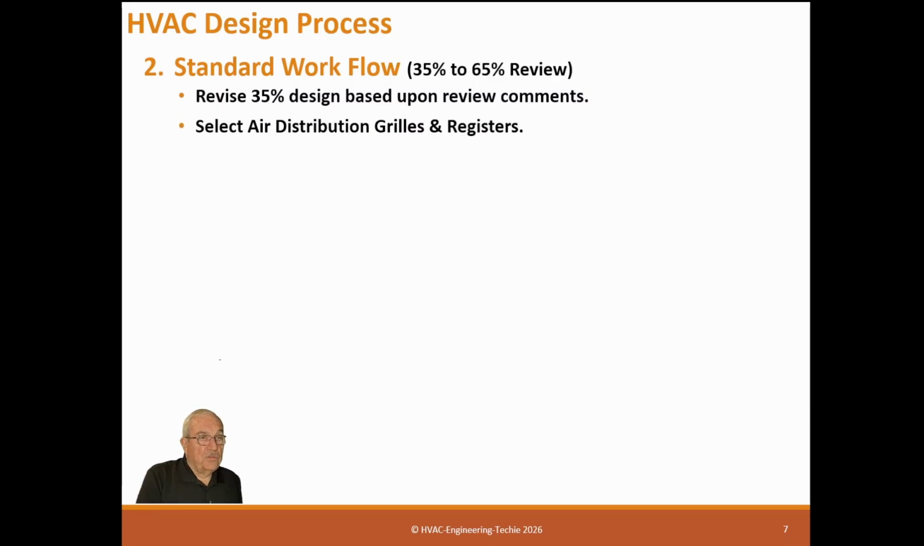So, standard workflow from that 35% up to 65%: revise the 35% design based upon review comments. Select air distribution, grilles, and registers. Now, remember this, as you go through this review process, the owner reviews the documents. If they have a commissioner on board, he'll review the documents. Code officials may review the documents. So there are a lot of different people looking at them, and you'll get comments back. Some of those comments are good, some of them are not, some of them are irrelevant.